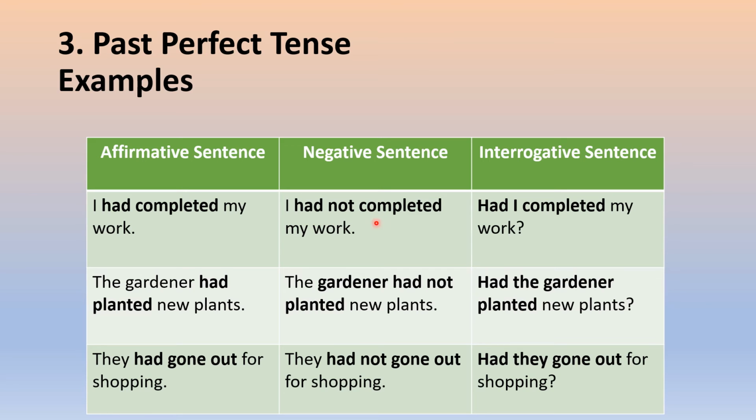I had not completed my work is the negative sentence. You can notice that not is written after the auxiliary verb. In an interrogative sentence, we will first write the auxiliary verb. Had I completed my work? The gardener had planted new plants. The gardener had not planted new plants. Had the gardener planted new plants? They had gone out for shopping. They had not gone out for shopping. Had they gone out for shopping?